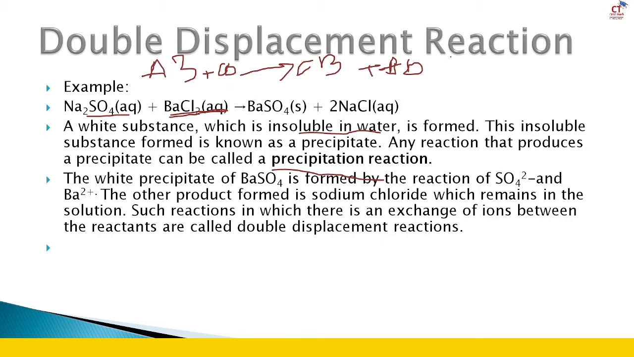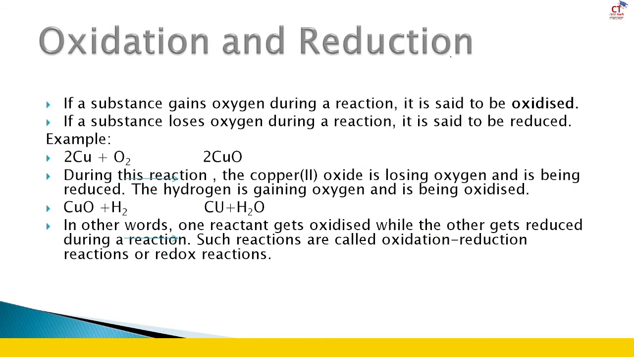This white precipitate is formed by the reaction of SO4 and Ba+. Okay? And again, if someone asks you what a double displacement reaction is, it is a reaction in which there is an exchange of ions between the reactants, and that results in the formation of new compounds.